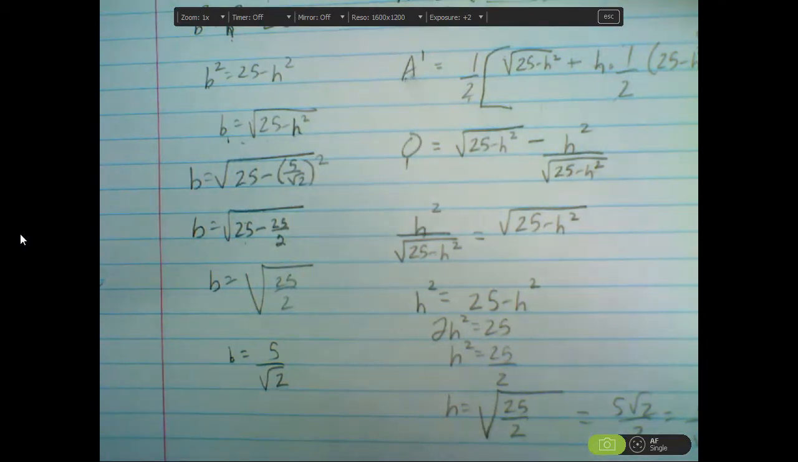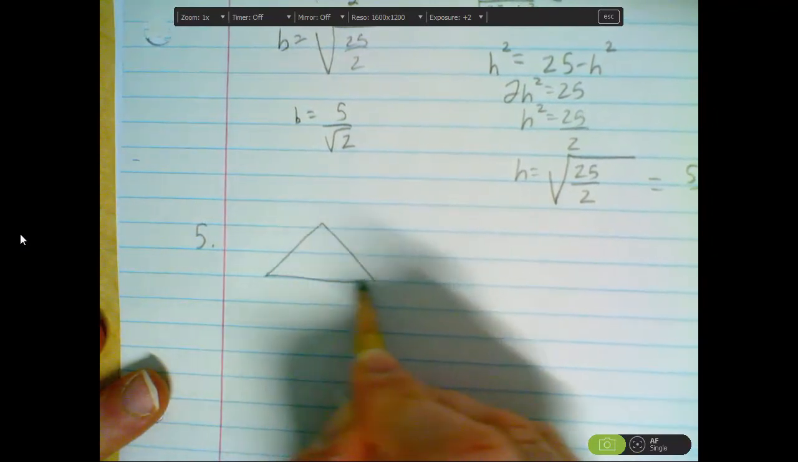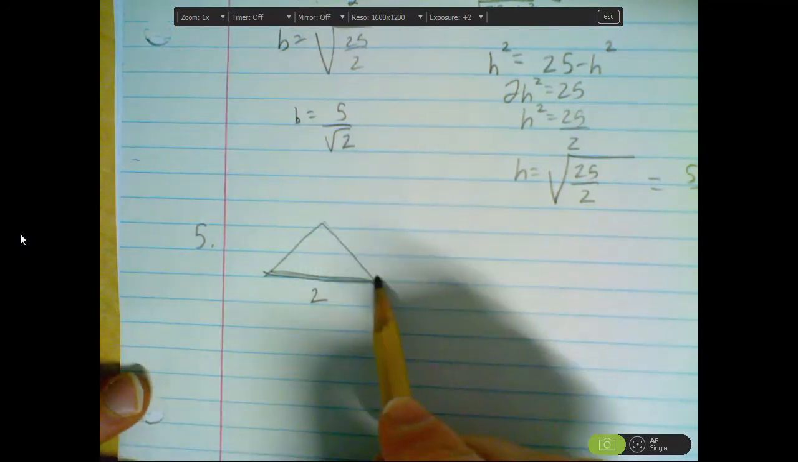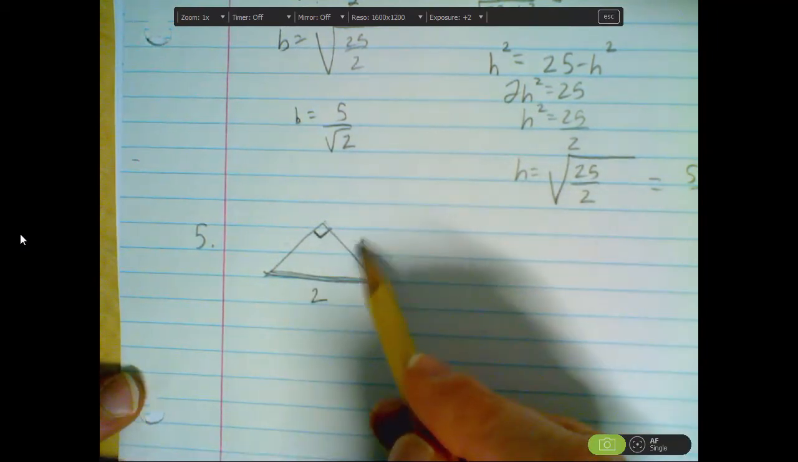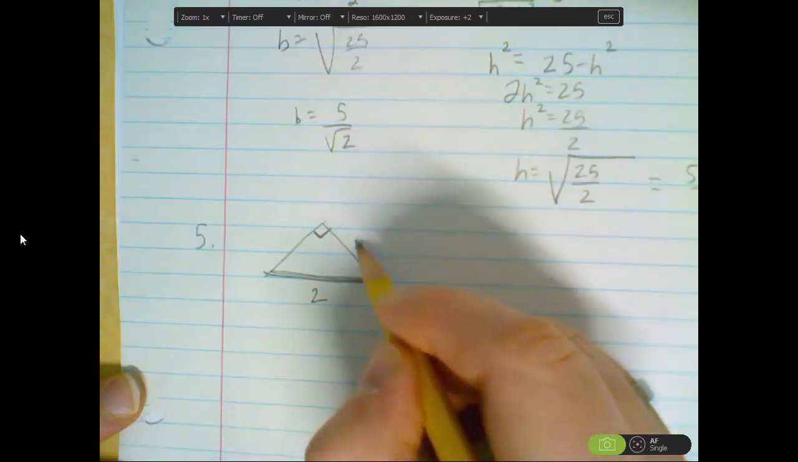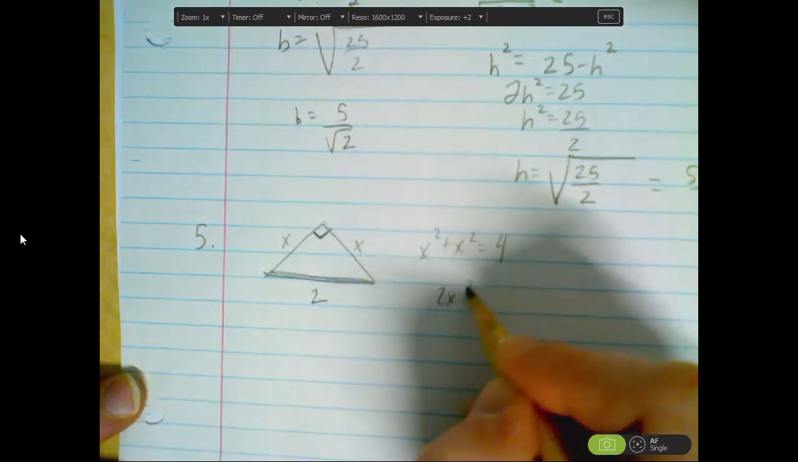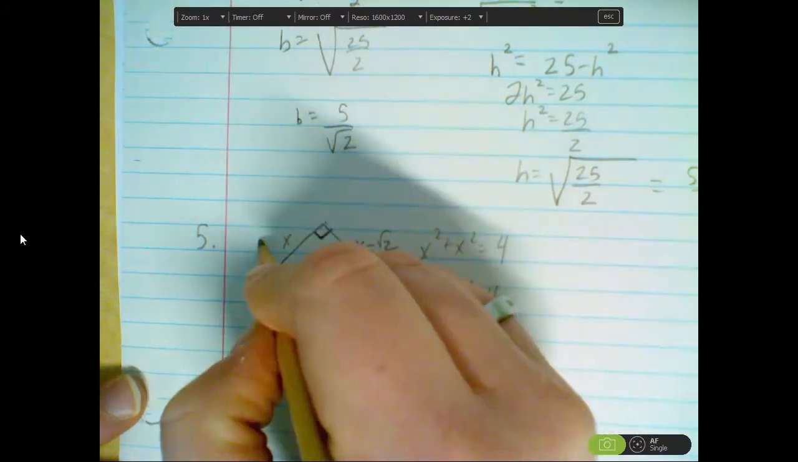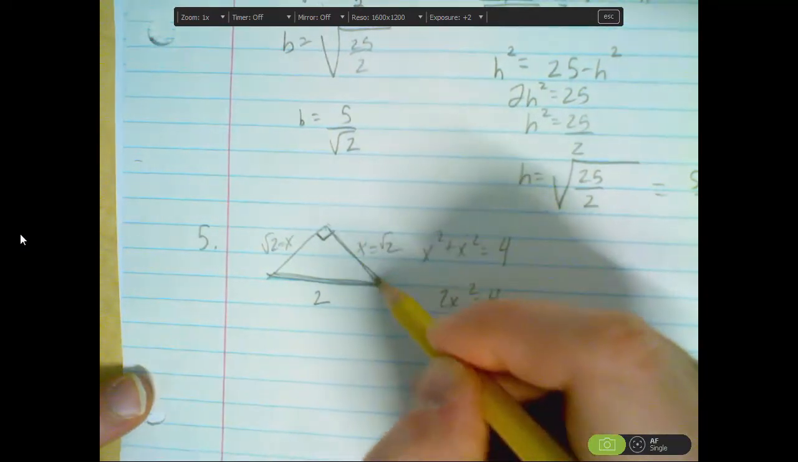How do I know that? Because it's an isosceles triangle. So let's look at it. It looks like this, and if this is 2, then this... I know there's a formula for that, but I can't think of it. So let's just call these both x for now. x squared plus x squared equals 4. 2x squared equals 4. Oh yeah, root 2. That makes sense. So the length of this is root 2.